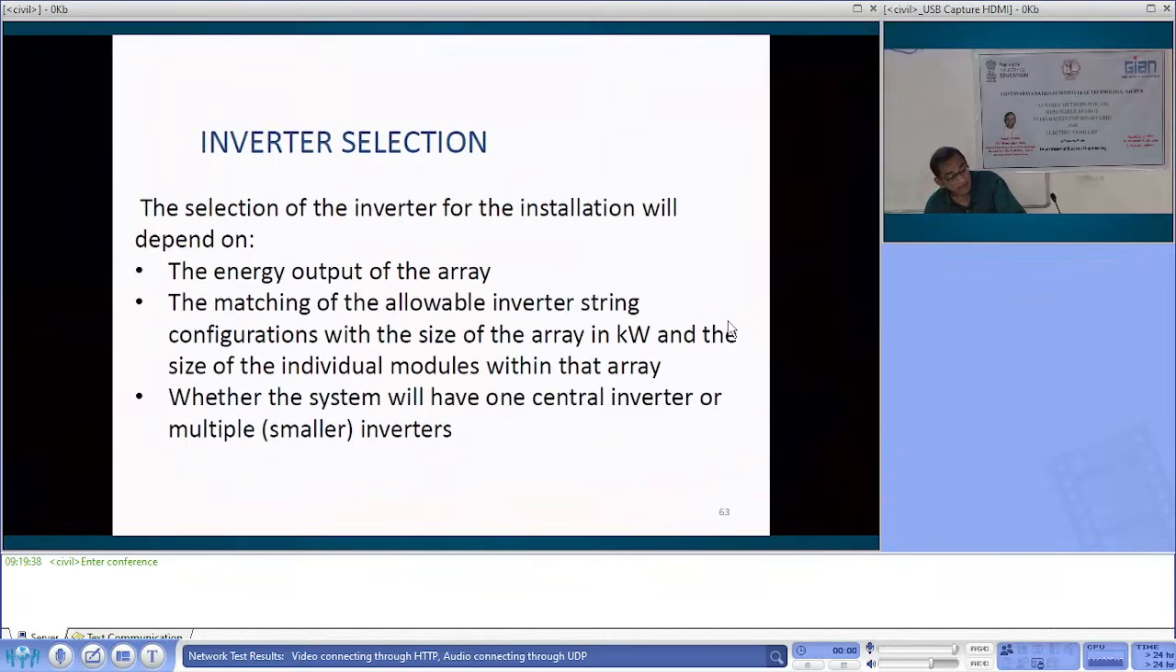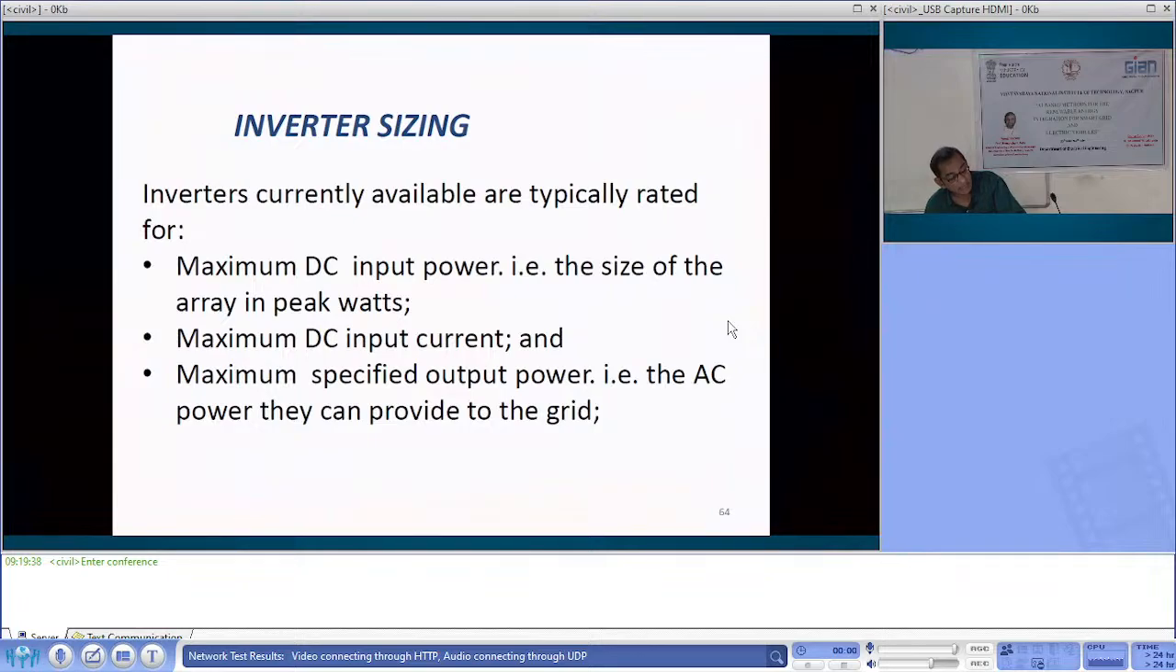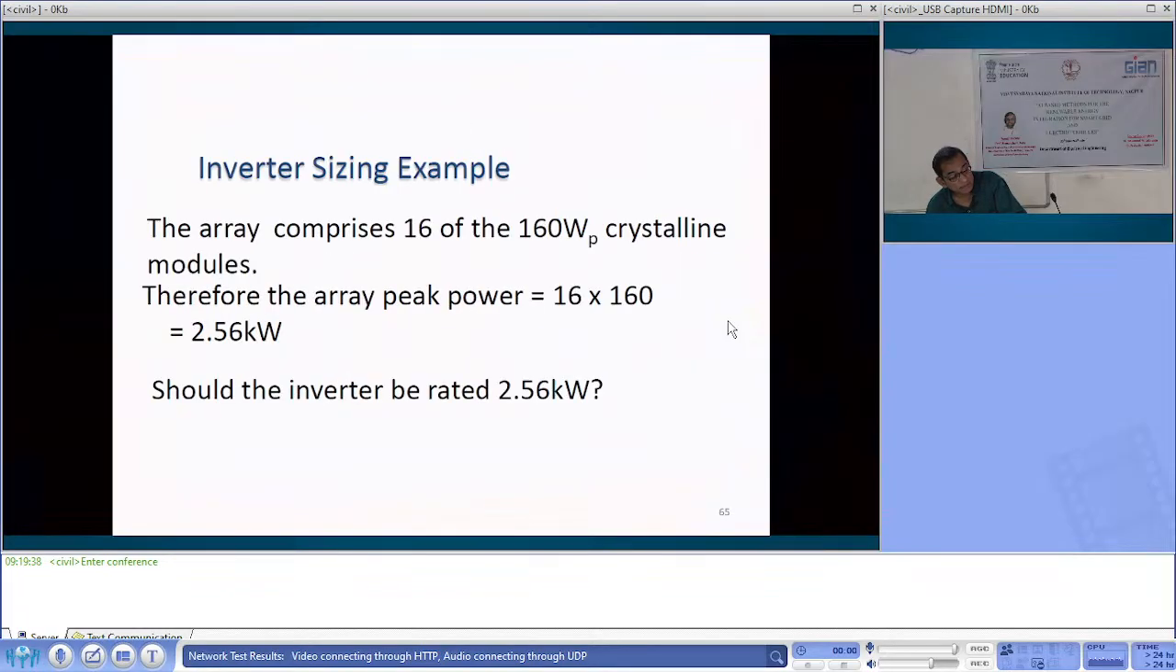Inverter selection factors you can read. Inverter sizing is very important because of maximum DC input power, maximum DC input current, and specific output power. An inverter sizing example is also given. You can see a 160 watt array, the array comprises 16 modules of 160 watt. So the total is 2.56 kilowatt. Should the inverter be rated at 2.56 kilowatt? One should know that.